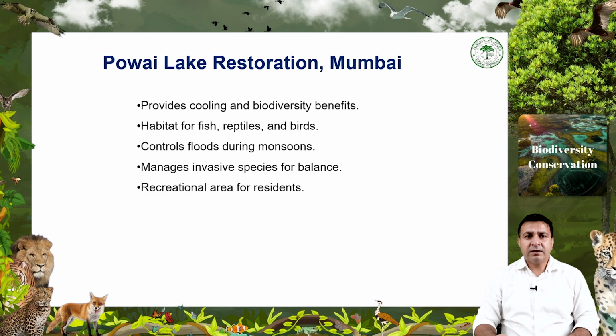Another is the Powai Lake restoration project in Mumbai. The restoration of Powai Lake provides both cooling effects and biodiversity benefits, as the lake supports a variety of fish, reptiles, and about 80 bird species. It also plays an essential role in natural flood control during monsoon seasons and helps regulate local temperatures. It is a recreational area and a biodiversity hub, thus showcasing the potential of urban water bodies for urban heat island mitigation as well as habitat support.